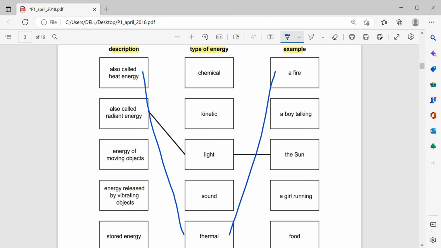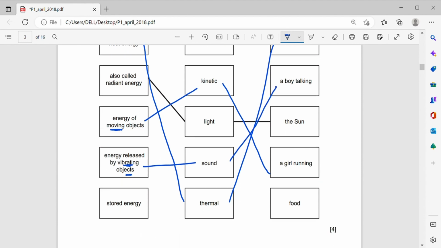Also called radiant energy. Which one here, radiant energy? This is light, it's already done. Light, the sun. Energy of moving object. Motion means what? Motion means kinetic. Kinetic like what? Kinetic like a girl running. Energy released by vibrating objects. Vibration is a keyword for sound. And an example of sound here, a boy talking.